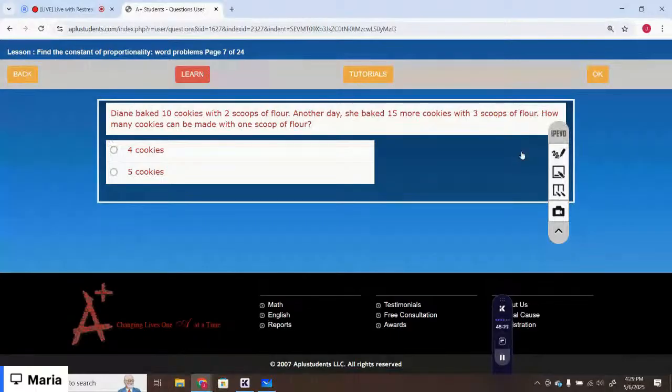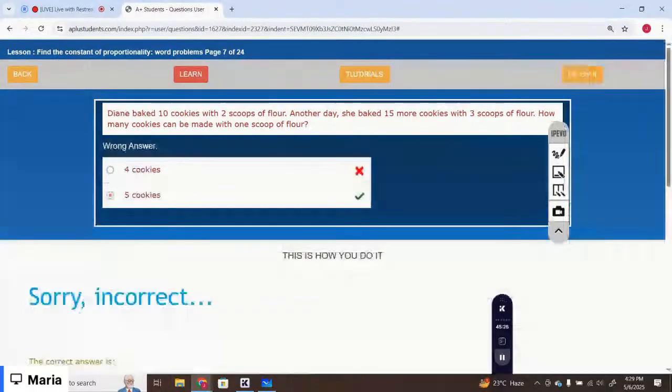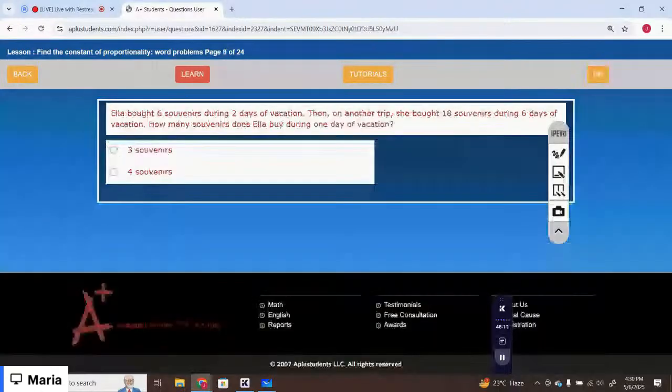That is 4 cookies. Option number one is the correct option. So that is 5 cookies. Sorry.